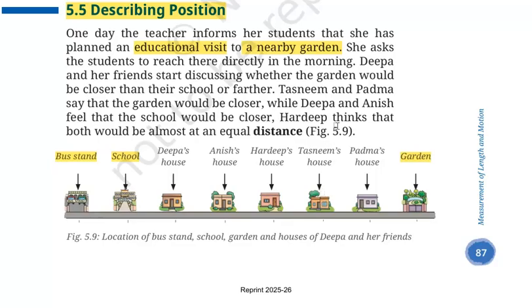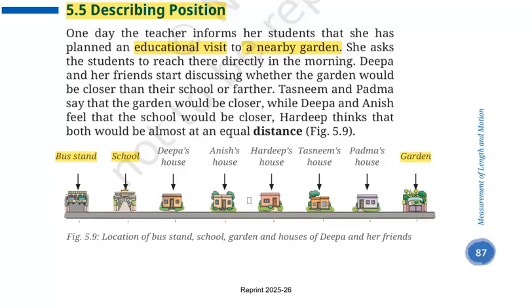Now Deepa and Anish feel that the school will be closer. From Deepa and Anish's perspective, obviously the school and bus stand are closer to their house compared to Tasneem and Padma's house. So Tasneem and Padma will find the garden closer, whereas Deepa and Anish will find the school and the bus stand closer. Now Hardeep thinks that both would be almost at an equal distance.